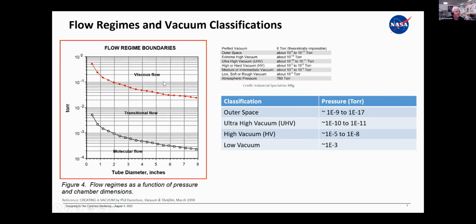So before I get to that, again, this is for folks who just aren't used to dealing with vacuum environments. We talk about 3 different flow regime boundaries, and these occur as you're, say, evacuating a vacuum vessel. And we go from viscous flow to a transitional flow, and then finally molecular flow.